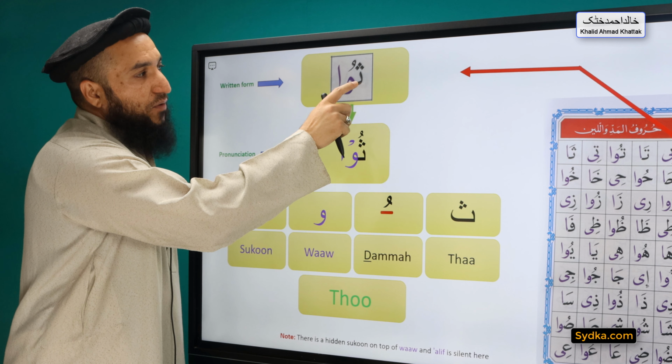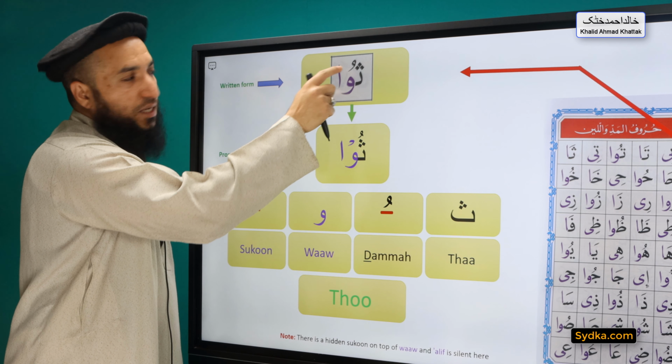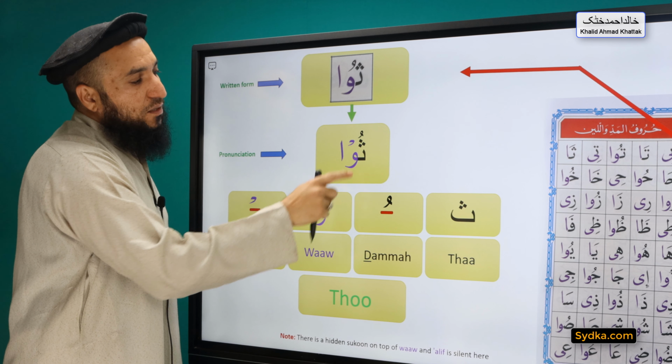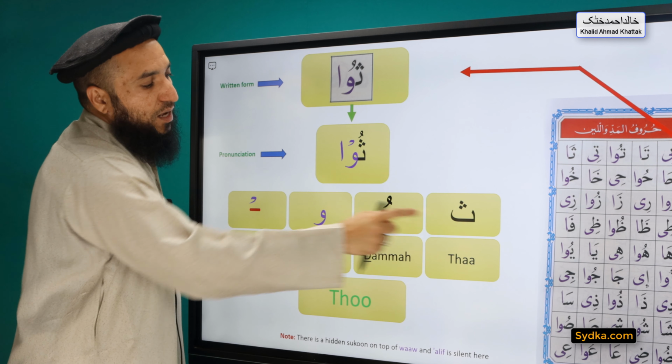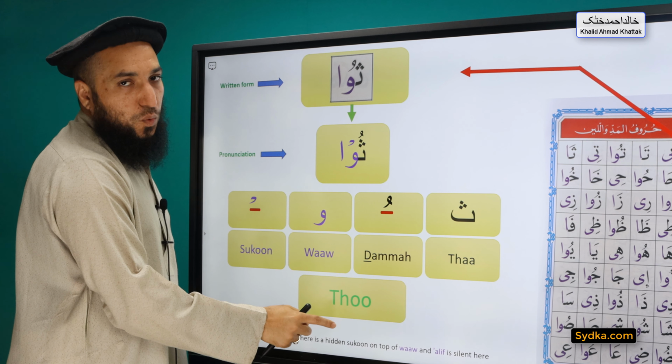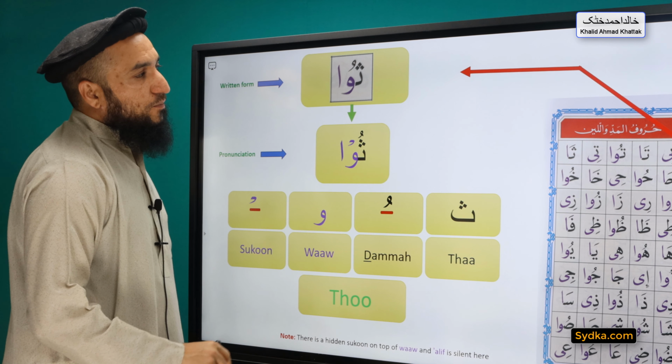The next letter we have is tha dhamma waw sukoon. The sukoon is hidden on waw here, and this alif is silent. Tha dhamma waw sukoon thu.